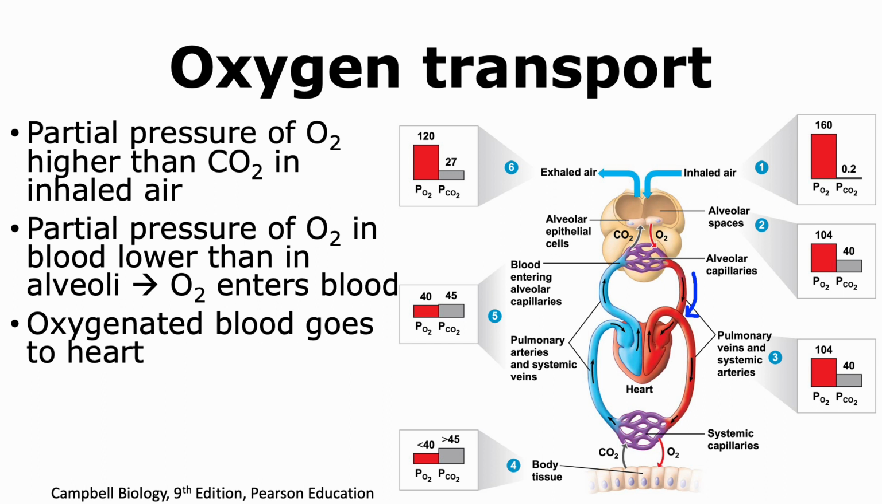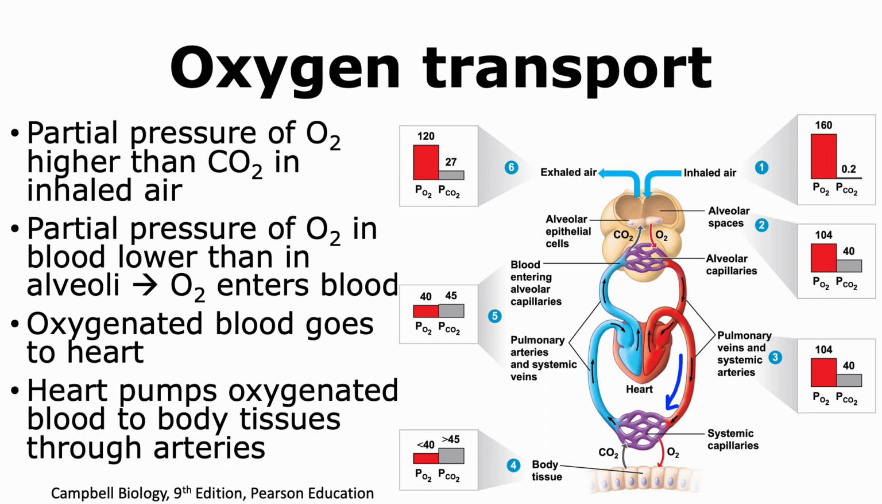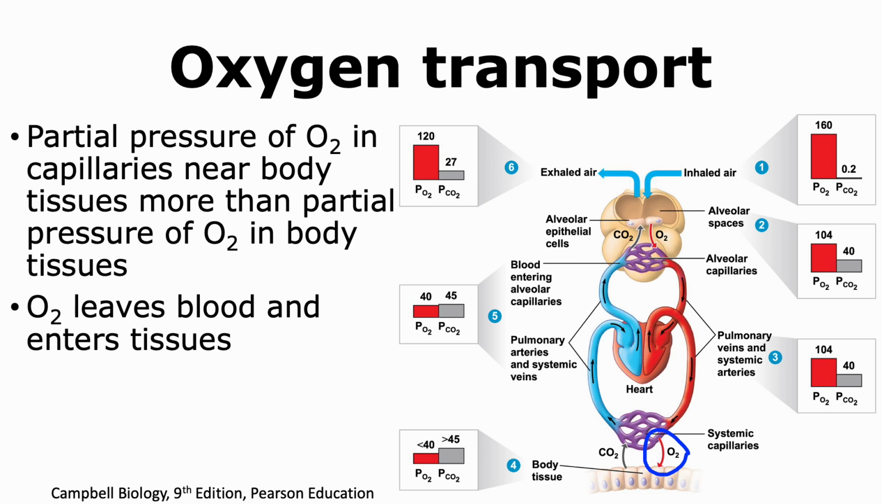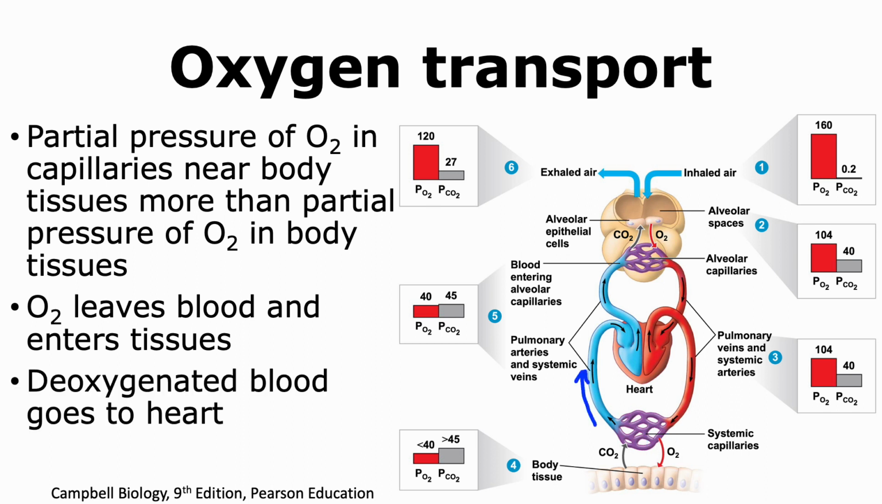The oxygenated blood goes to the heart, and then from the heart, it will be pumped to different parts of the body through arteries. The partial pressure of oxygen present in the capillaries that are close to body tissues is much less than the partial pressure of oxygen in the blood going through the arteries. This difference in the partial pressure of oxygen causes oxygen to leave the blood in these capillaries and enter into the cells present in the tissues. Thus, the difference in the partial pressure of oxygen promotes the diffusion of the oxygen into the appropriate places in the body. Once the oxygen leaves the blood, the deoxygenated blood can now go back to the heart through veins.